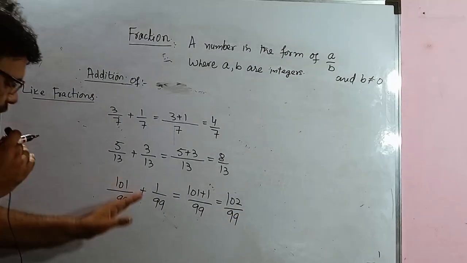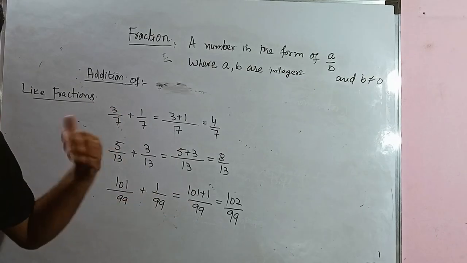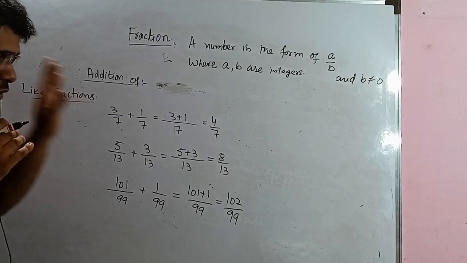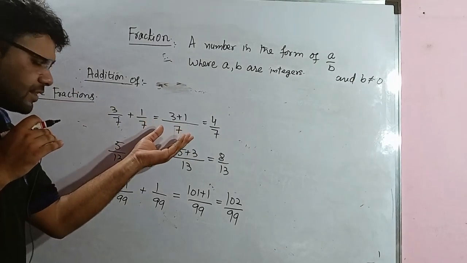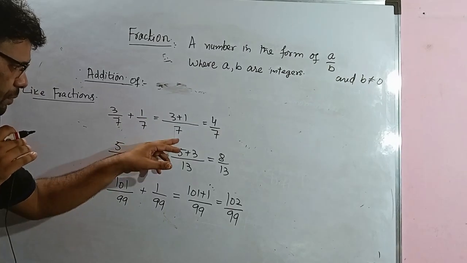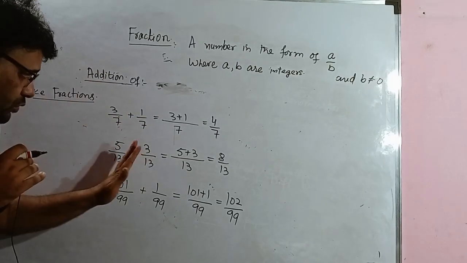So these are like fractions. It is very simple to add like fractions. How are we adding them? We are adding only the numerators, and we write the same denominator as it is, in its own place. Okay, is that clear? I think there is no doubt now.